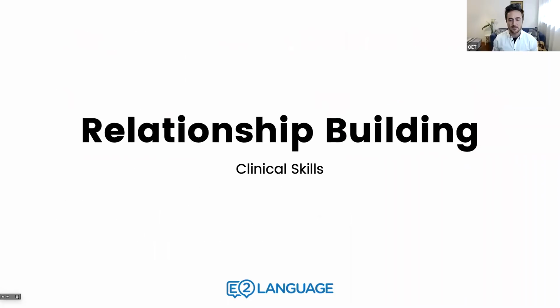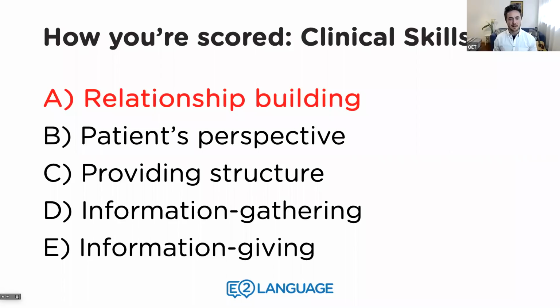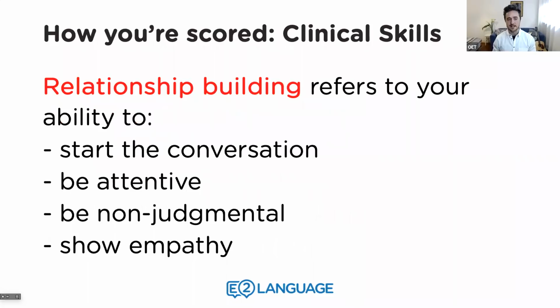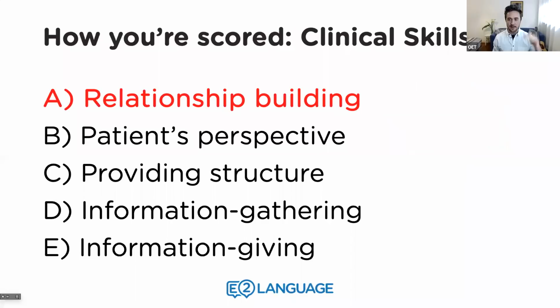So let's have a look at relationship building as an example. Okay, so that's the first one. Relationship building is the first one of these. It has sub-criteria including starting the conversation, being attentive, being non-judgmental, and showing empathy. What we're going to do in today's lesson is we're really going to go through each of these. We're going to go through the main criteria here and all the little sub-criteria.